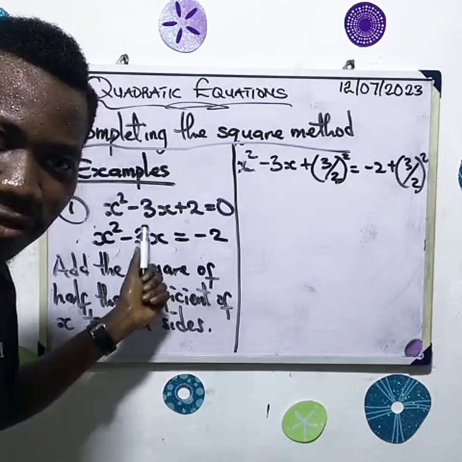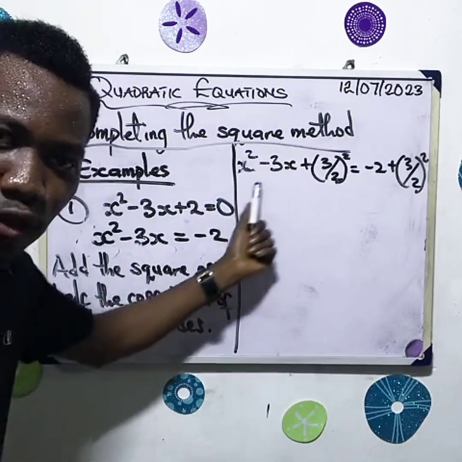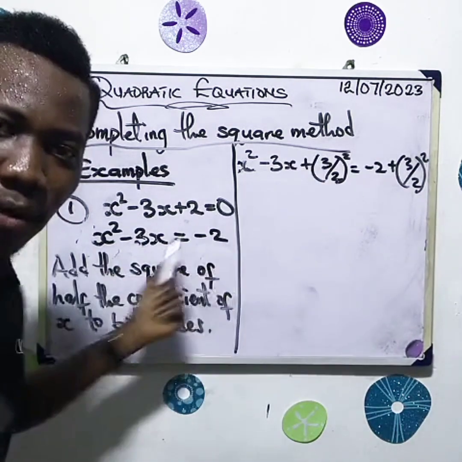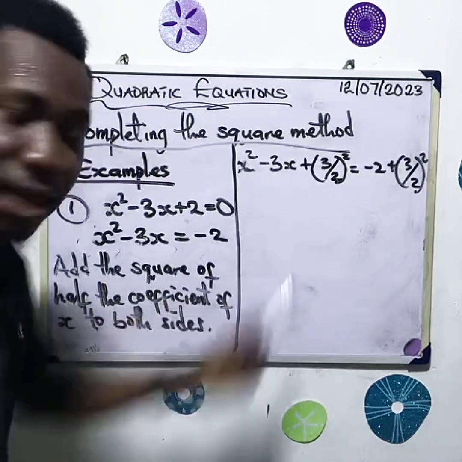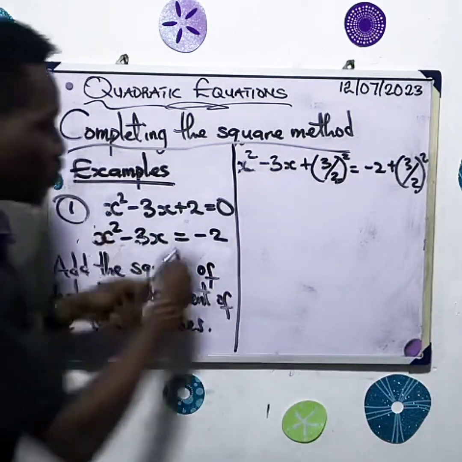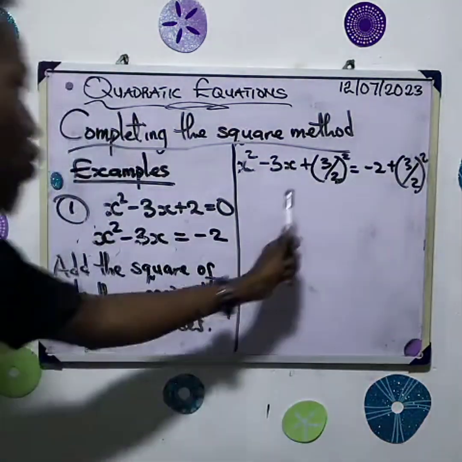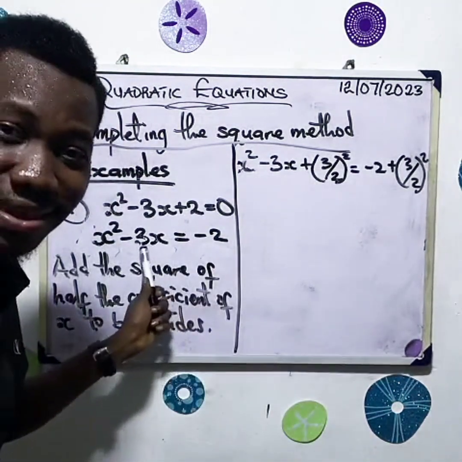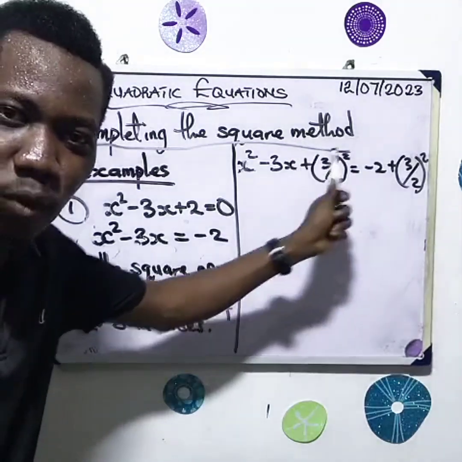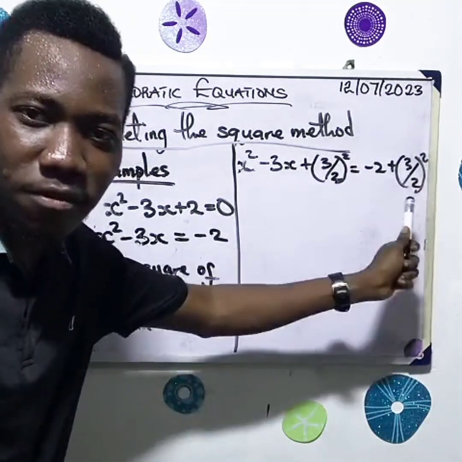The coefficient is 3. Focus on the 3. Please neglect the minus. Why are we even neglecting the minus? Because at the end of the day, minus 3 squared will still give us positive. So we are not even looking at that. So take the number, minus 3 in this case, divide by 2, then square it. The same thing here: 3 over 2, square it.